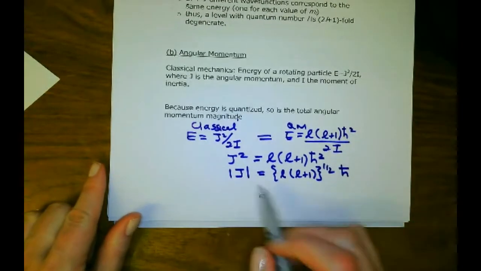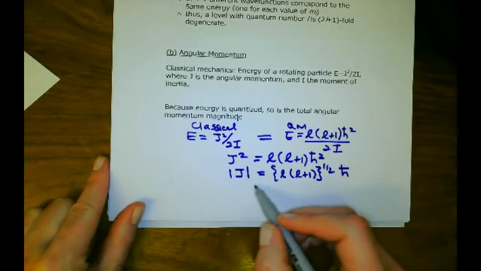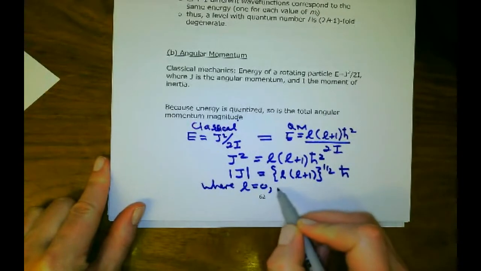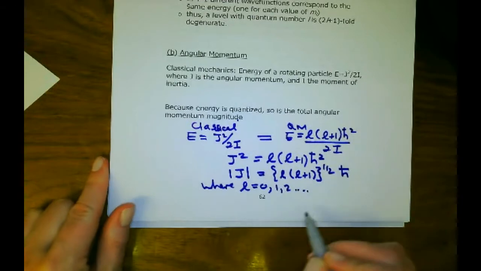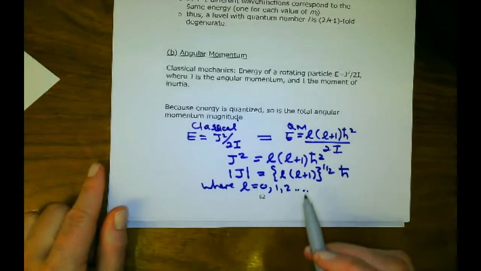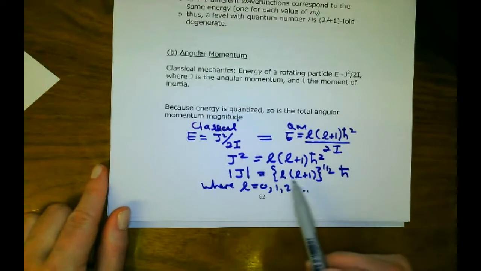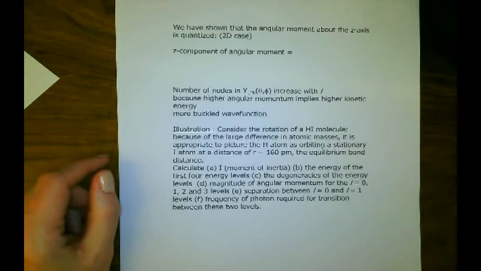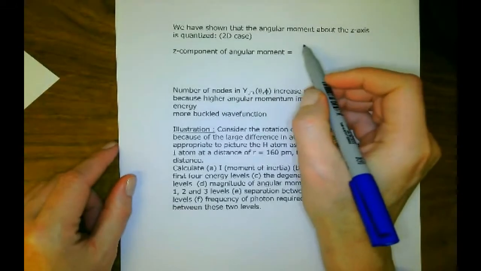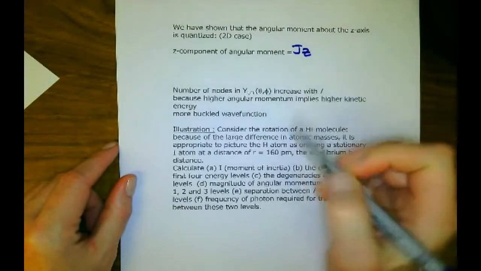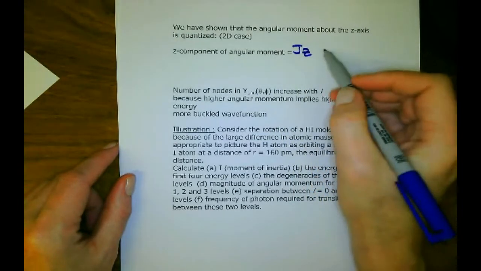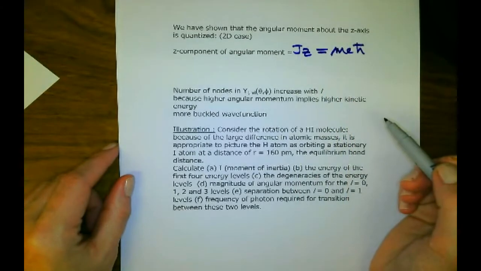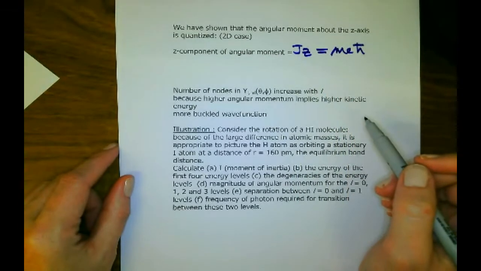one can get the magnitude of the angular momentum, and in this case L is 0, 1, 2, etc. So here we have an expression for the magnitude of the angular momentum. We also have an expression for the z component of the angular momentum Jz from the two-dimensional case, which is equal to ml h bar. So this is the z component of the angular momentum.